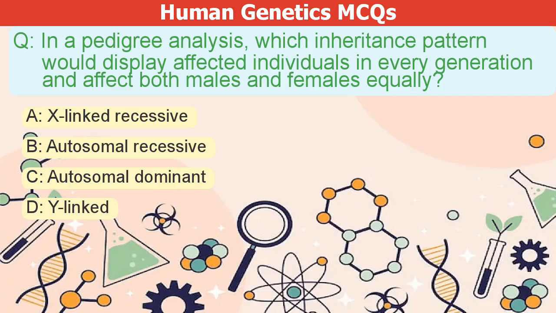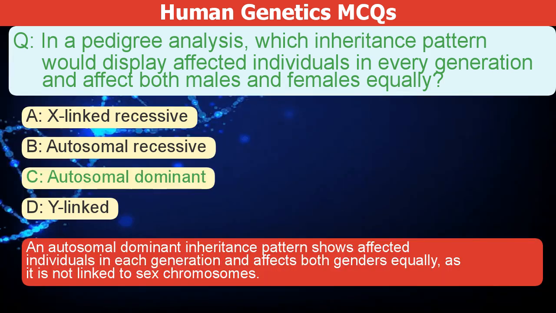In a pedigree analysis, which inheritance pattern would display affected individuals in every generation and affect both males and females equally? A. X-linked recessive. B. Autosomal recessive. C. Autosomal dominant. D. Y-linked. The correct answer is C. An autosomal dominant inheritance pattern shows affected individuals in each generation and affects both genders equally, as it is not linked to sex chromosomes.